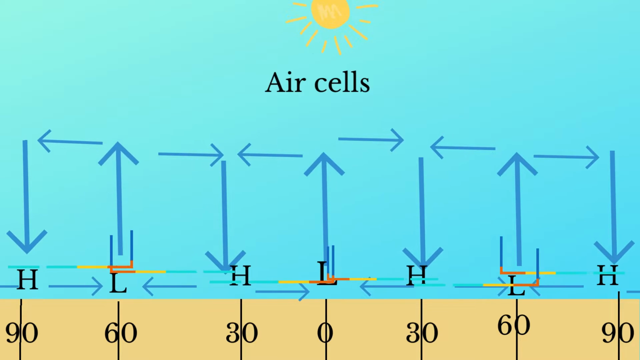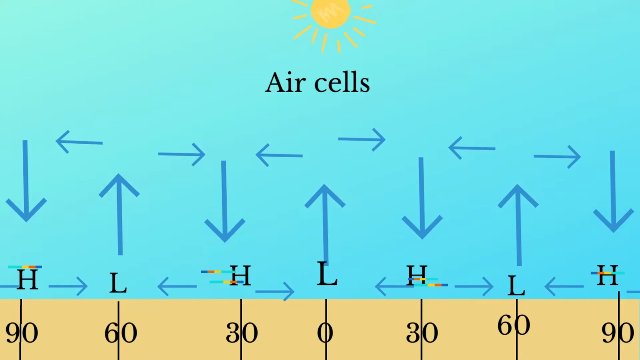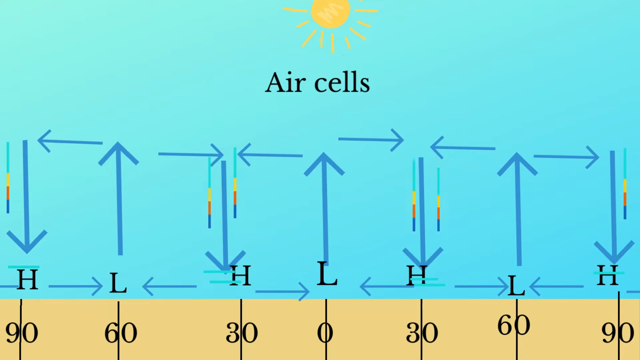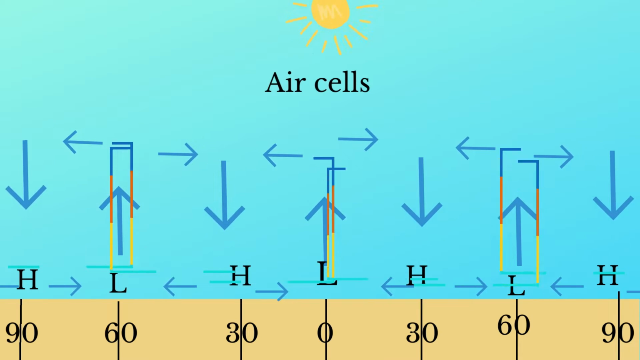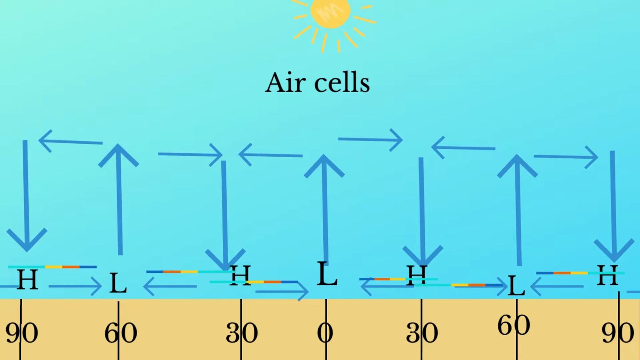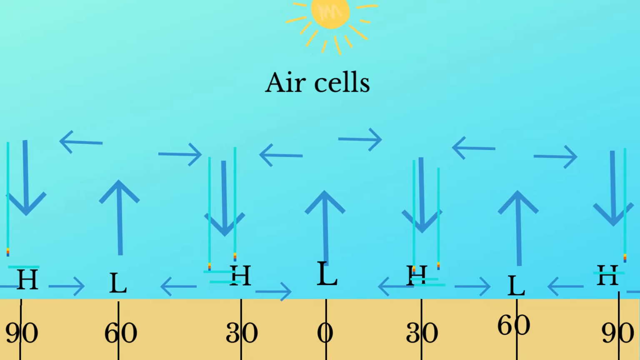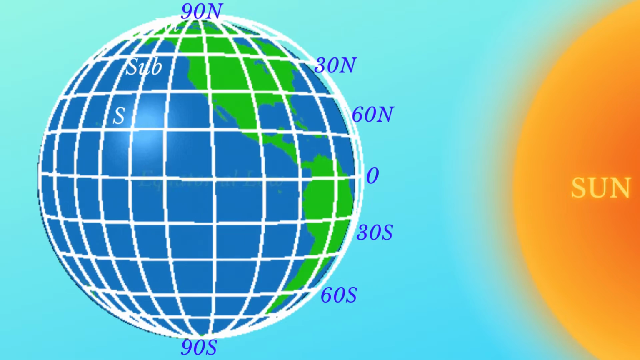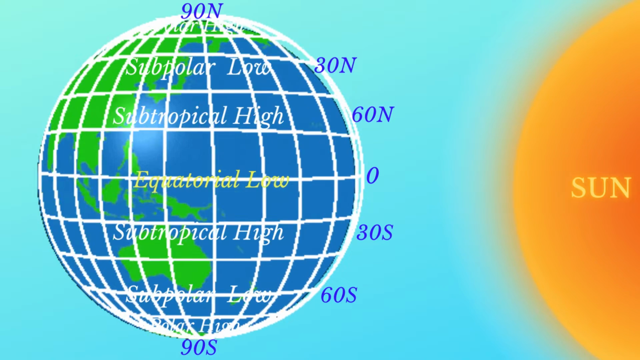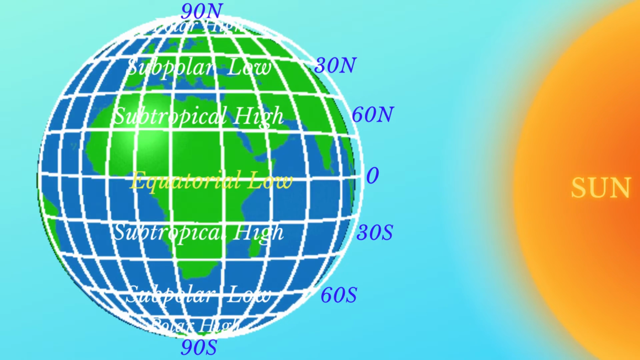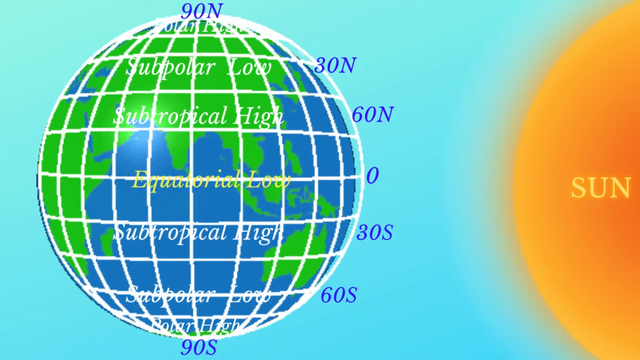Finally, notice that there are three cells of air circulation on each hemisphere. All right, so we're going to talk a little more about these cells. But for now, let's look at the pressure belts once more. This time, let's look at them on the globe itself.